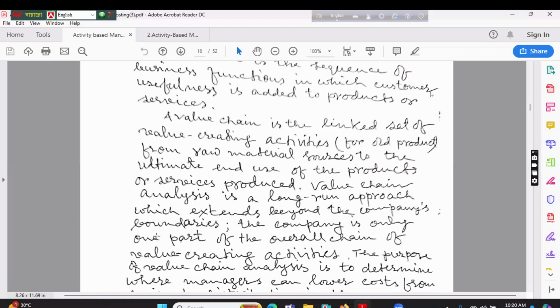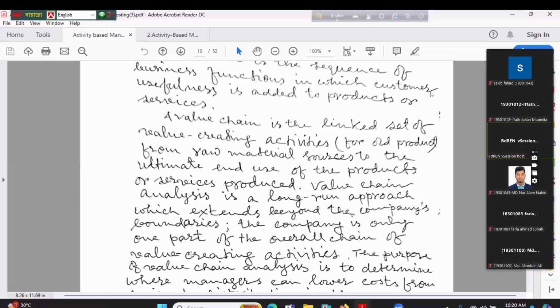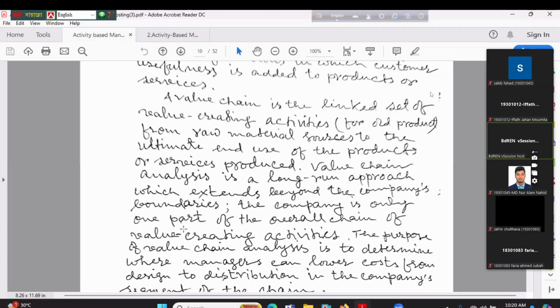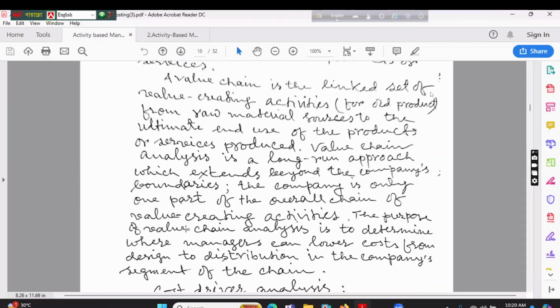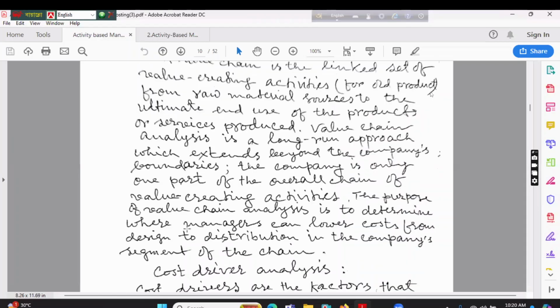Value chain analysis is a long-run approach which extends beyond the company's boundaries. The company is only one part of the overall chain of value creating activities. The purpose of value chain analysis is to determine where managers can lower cost from design to distribution in the company segment of the chain.